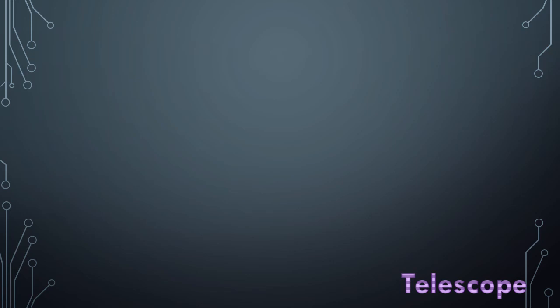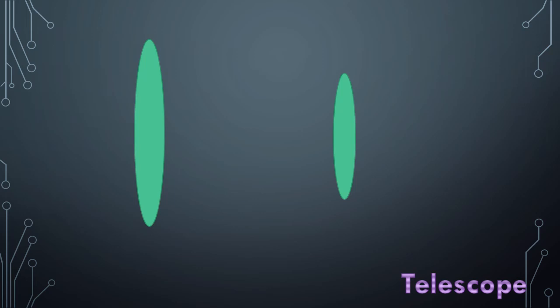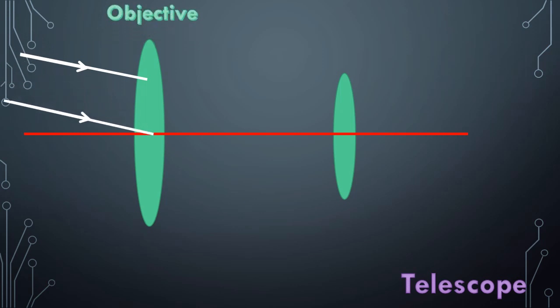Here we are going to discuss the ray diagram of the telescope. As shown in the figure, let us consider two lenses arranged in such a way that their centers lie on the same principal axis. Suppose we are using this telescope to see an object which is far away from us. Obviously, the rays coming from that object will be parallel to each other. Consider two such rays falling on the lens of the telescope. This lens will be known as the objective.